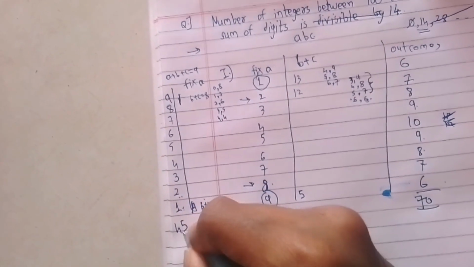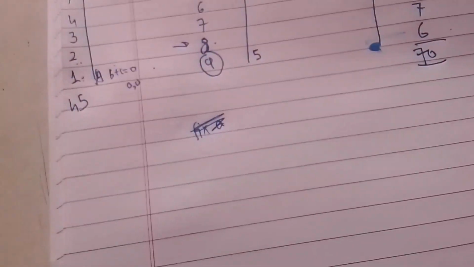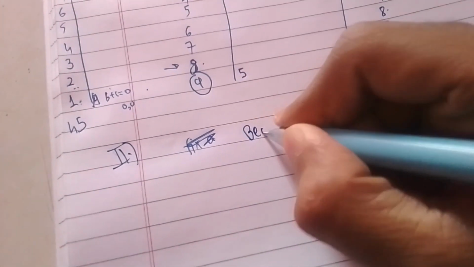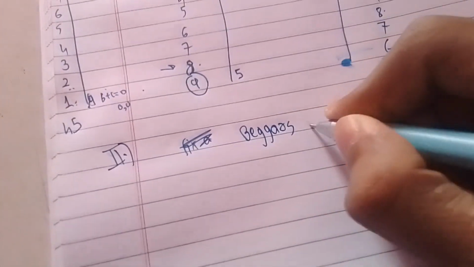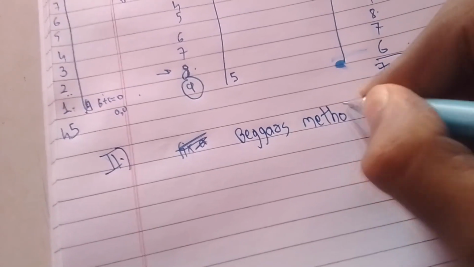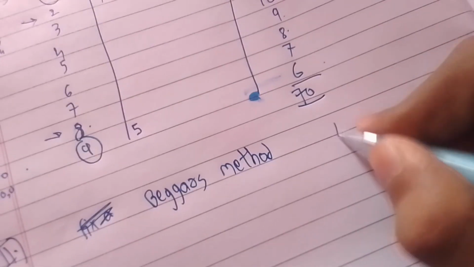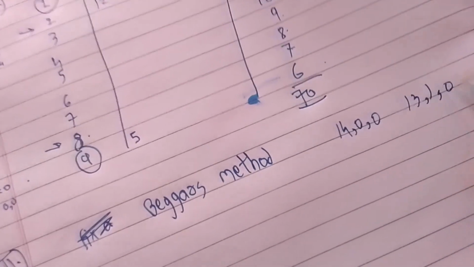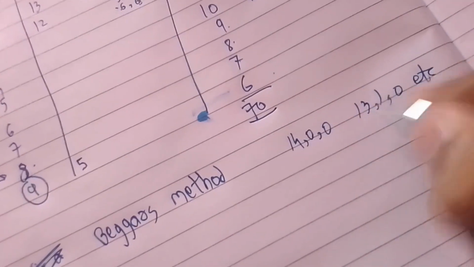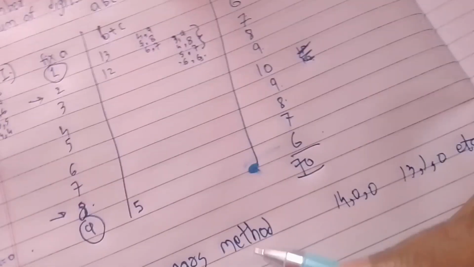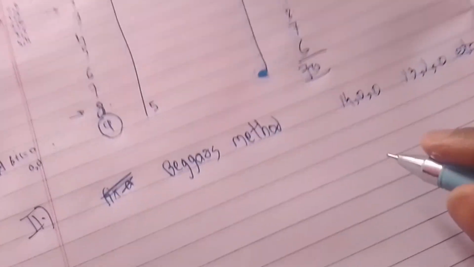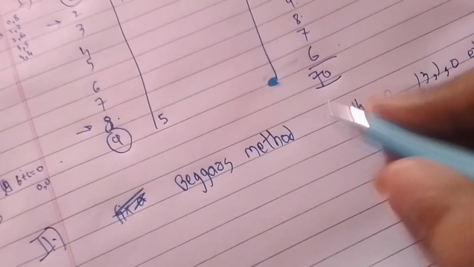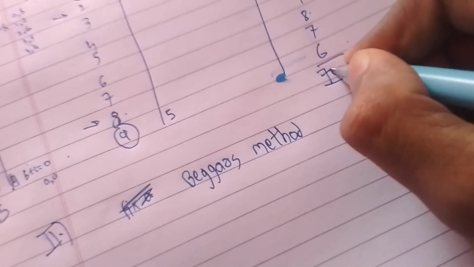It will be 45. Now I will be diving into the second method, that is Bega's method. Now you may complain on hearing this method that it will be including cases like 1400, 1310 and other random stuff that is not required in these values. But Bega's method too can prove the answer to be the same.